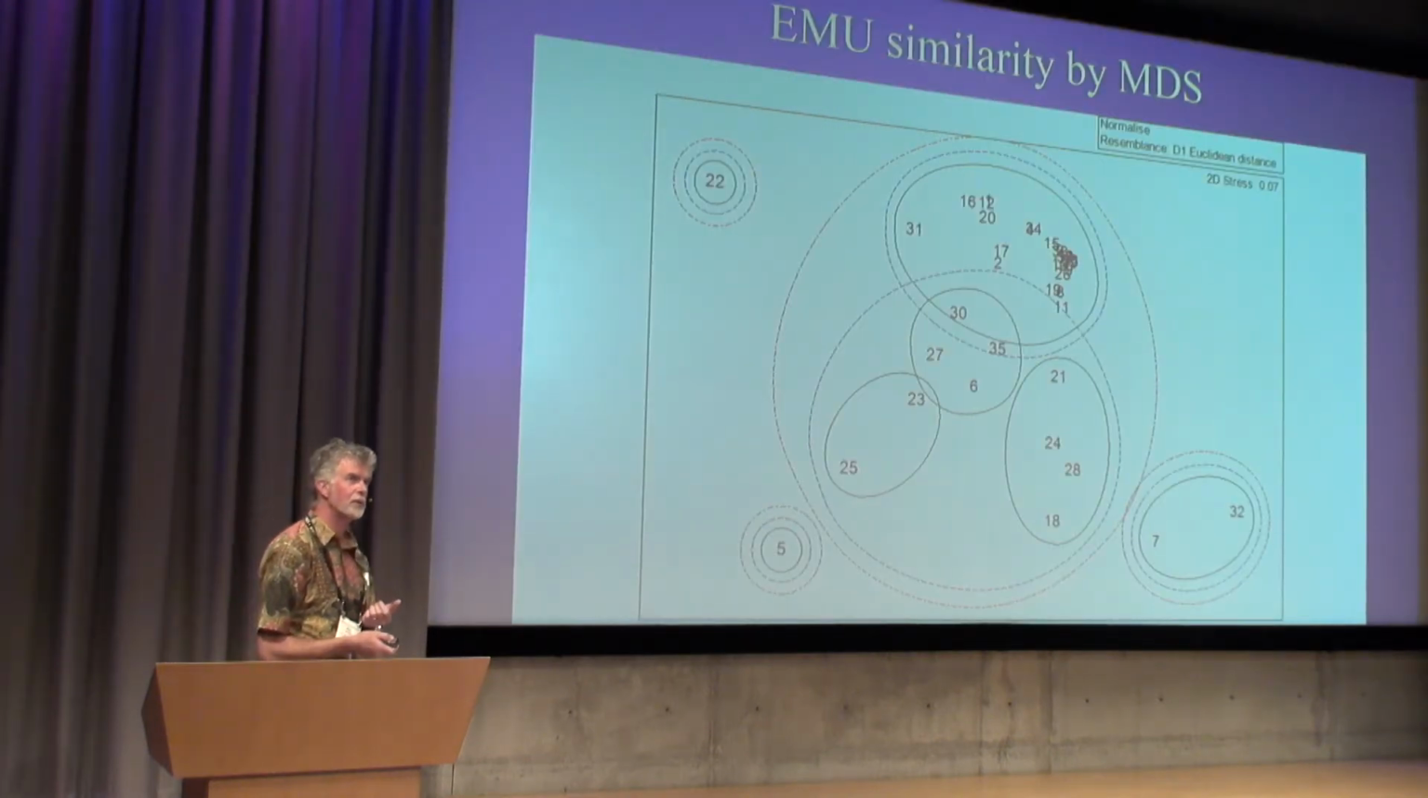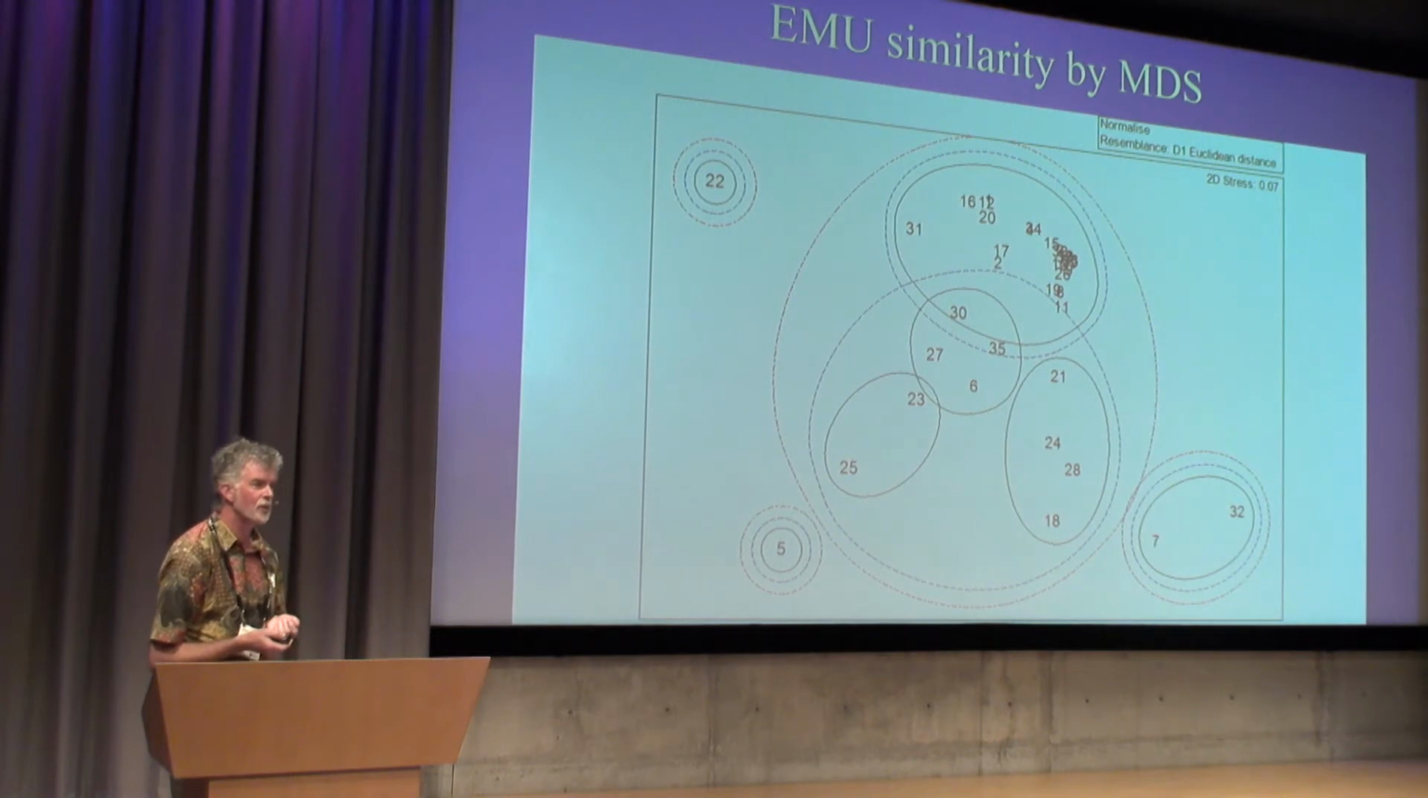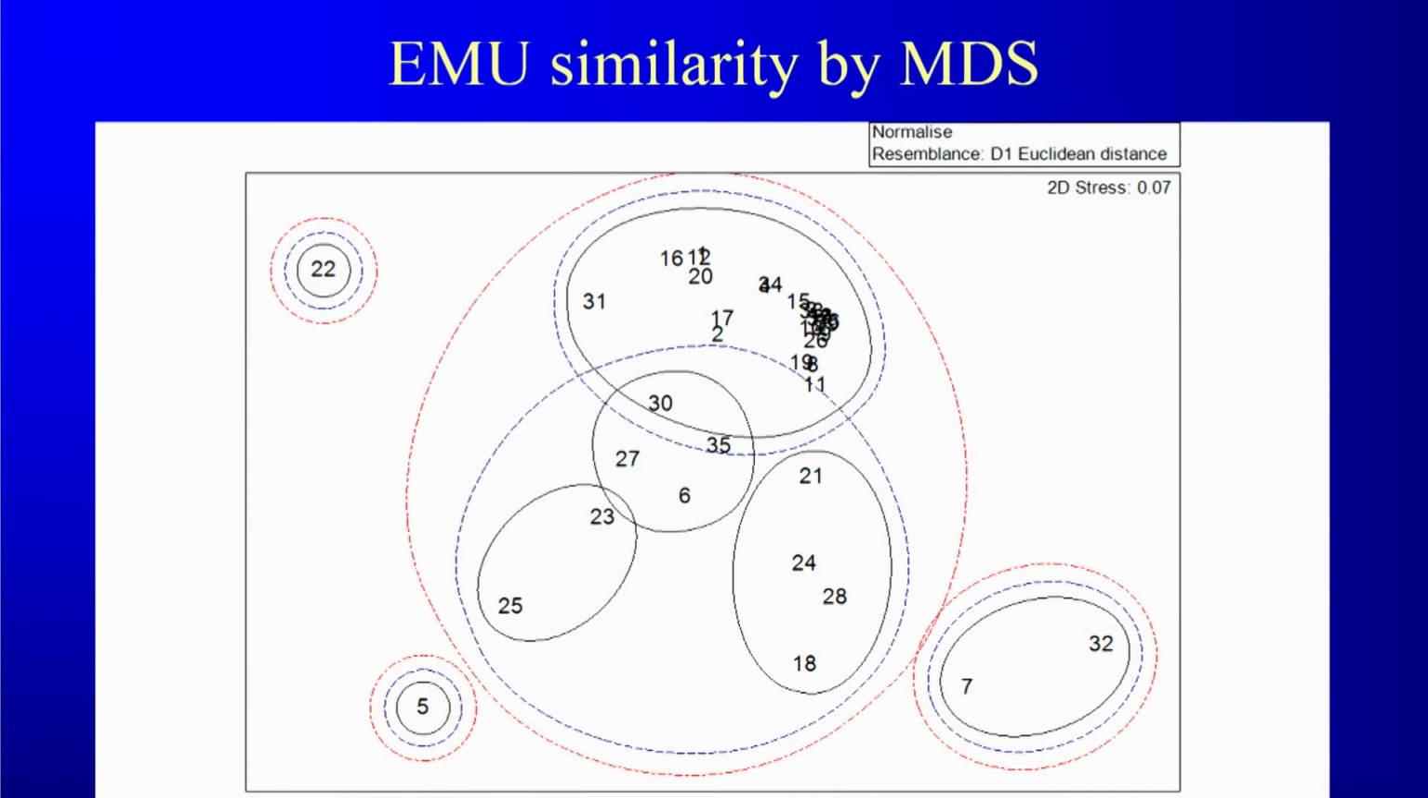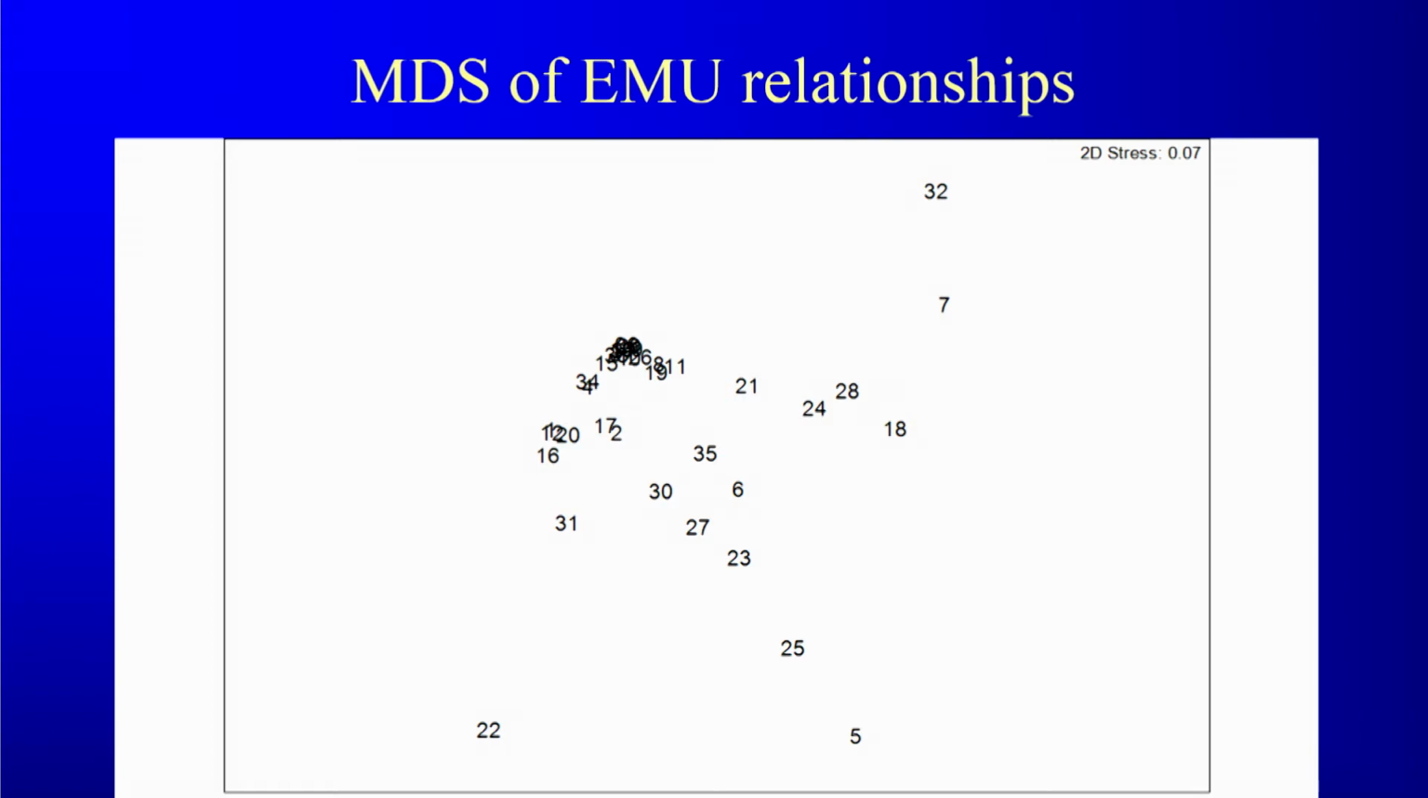Another way of displaying that dendrogram is to use a multidimensional scaling plot, which shows you some of the different groupings. And you can rotate that around a little bit, so you can rotate into a simpler plot here where each number is one of the EMUs. And isn't it amazing, the shape of that? Does anybody guess what it is?